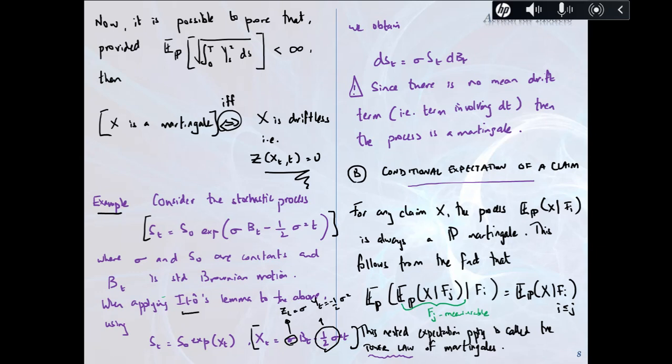When you apply Ito lemma, it is straightforward here, where the function is known to be St = S0 exp(Xt). You calculate f', replace in the Ito lemma, and you obtain dSt = σSt dBt. You will see that there is a coefficient to dBt, but we have no coefficient to dt. So here we know that this is a martingale, which implies that this condition is satisfied.